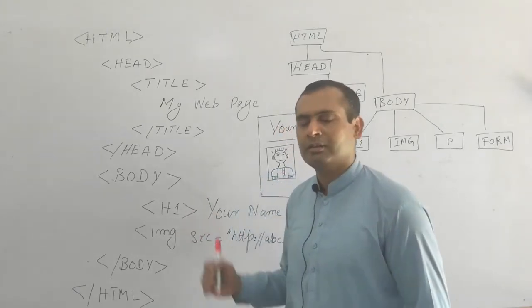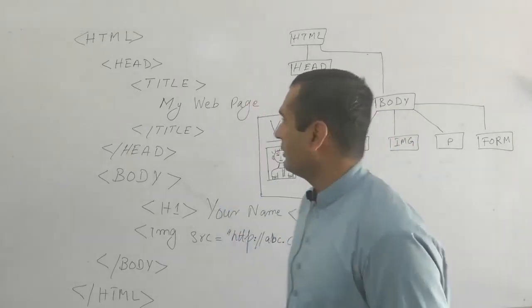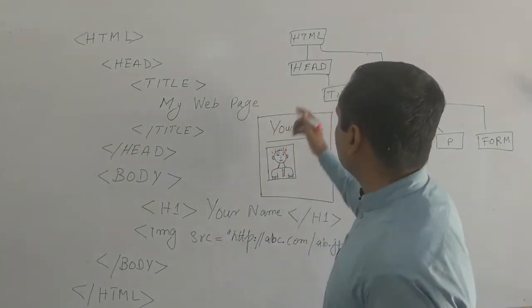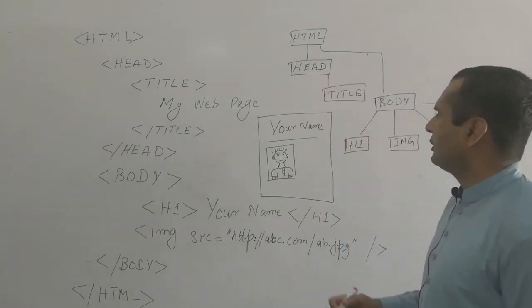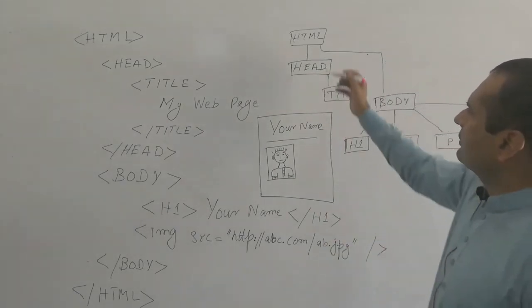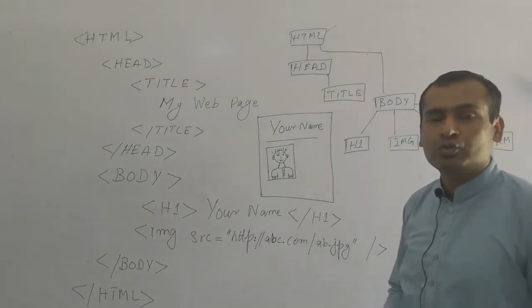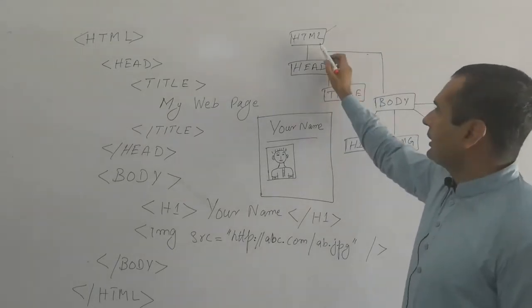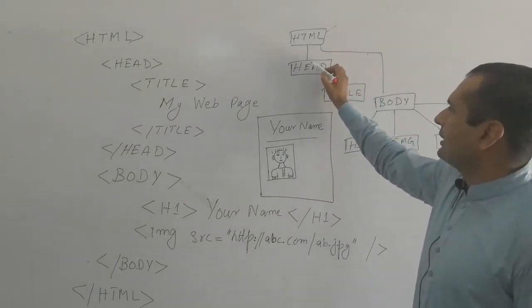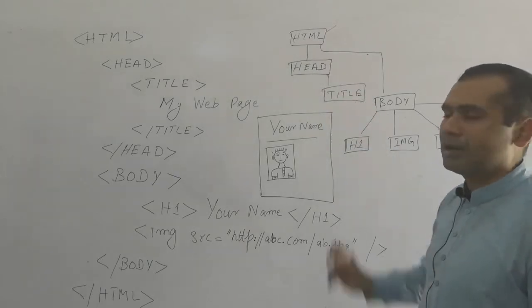Now let's start some basics of HTML. HTML is a markup language that follows a hierarchy, similar to an organizational hierarchy. The HTML element is known as the root element. It contains a head element, and head further contains a title element.